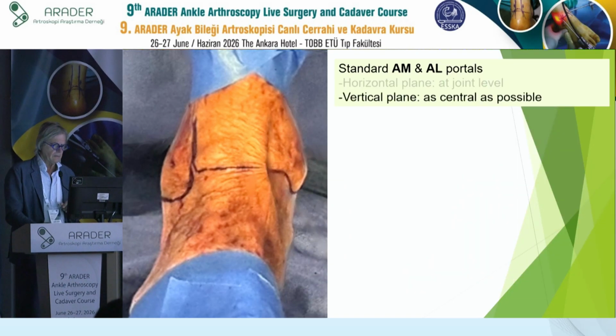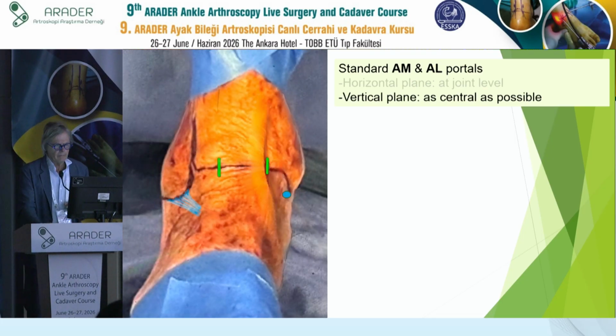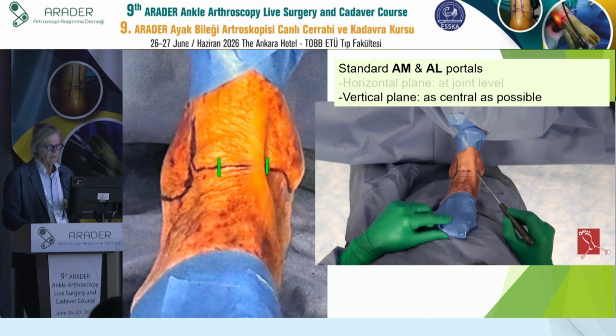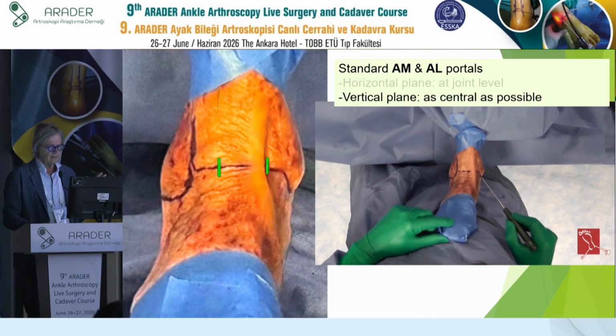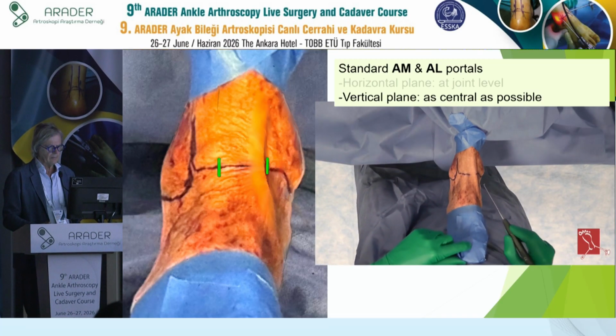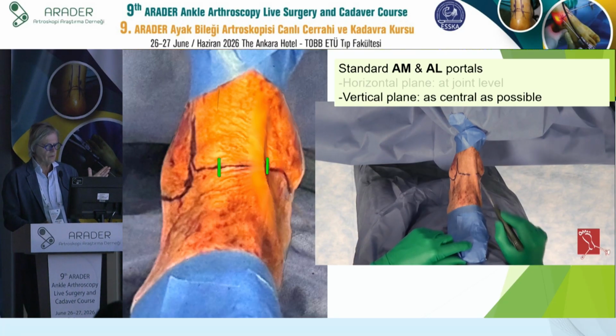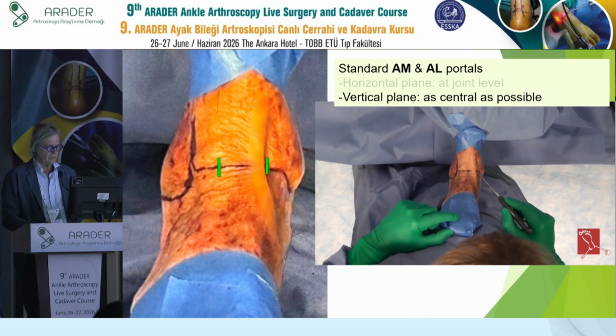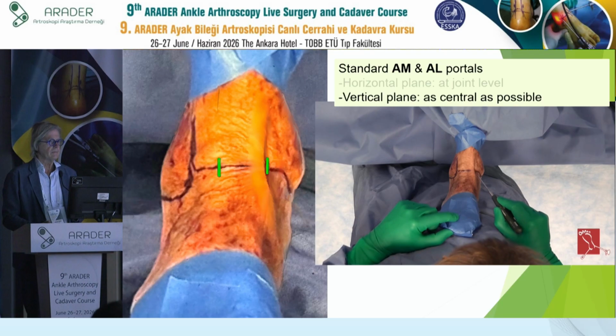As central as possible. How do you make it as central as possible? You have to make it in dorsiflexion because, and you see it on the video on the right, this is dorsiflexion. If you plantar flex, you will see that the anterior tibial tendon moves medial. So it forces your portal medial if you identify it in plantar flexion. You would make it here, and you should make it there. So you have to make it in dorsiflexion in order to have it as central as possible.